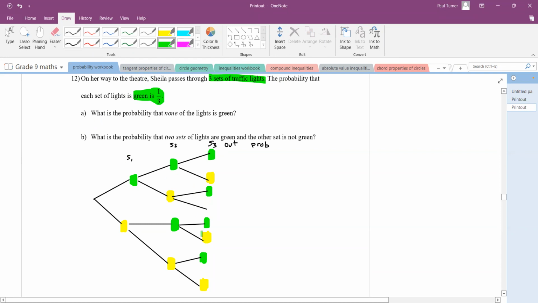So I've already made the tree to represent the 3 sets of lights as S1, S2, S3. The green represents the green light, so we can write that in. So this is green, green, green, green, green, green, green, like that. And the yellow just represents not green. So I guess we can write N for that, N for not green.